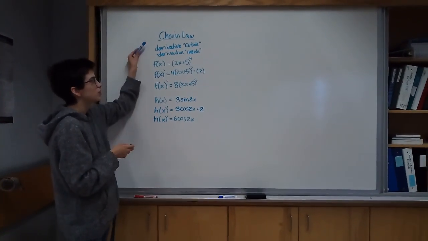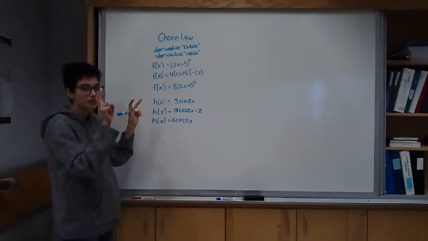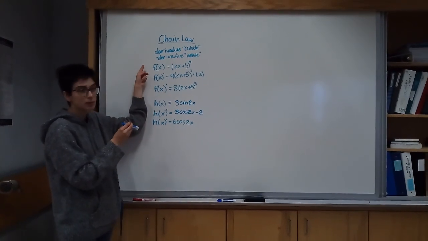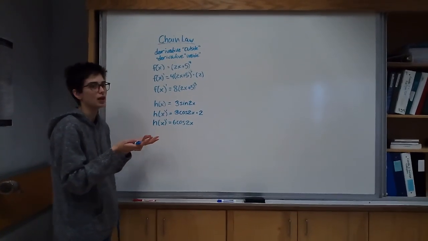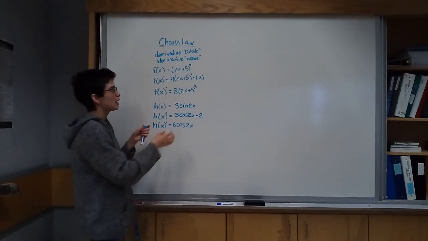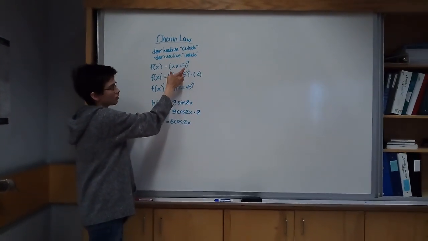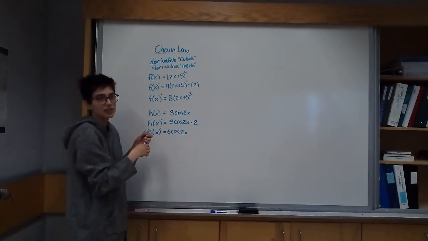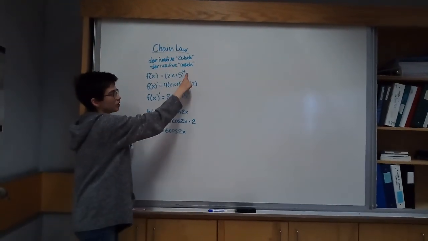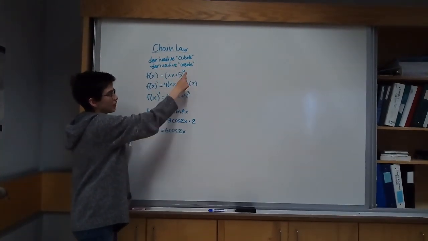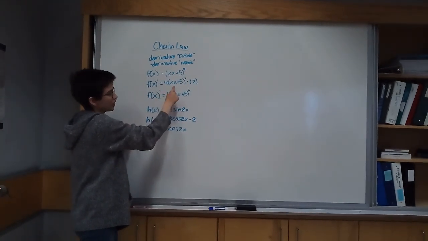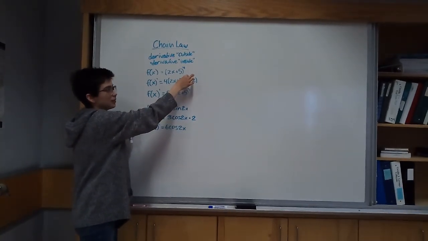So the chain law is the derivative of the outside function, but multiplied by the derivative of the inside function. And by outside and inside, I mean if you have a function here, 2x plus 5, and it's all to the 4, the derivative of the outside is just a simple power law where you move the 4 down and you minus 1, so you end up having 4, the equation, to the 3.